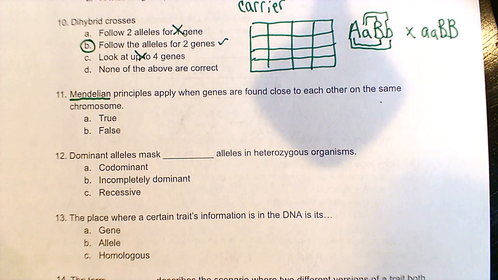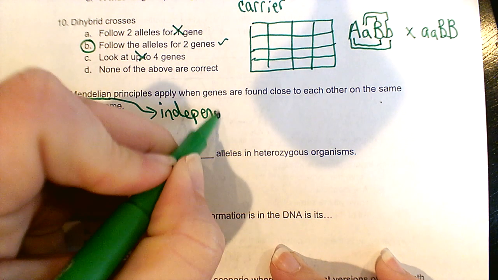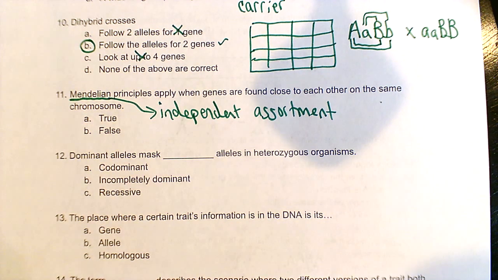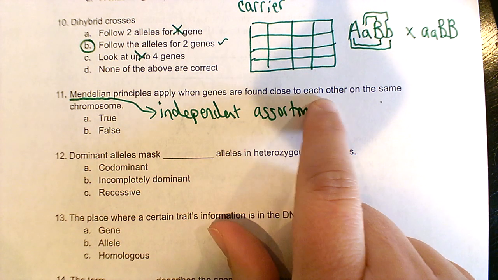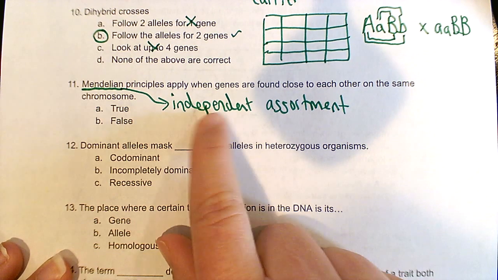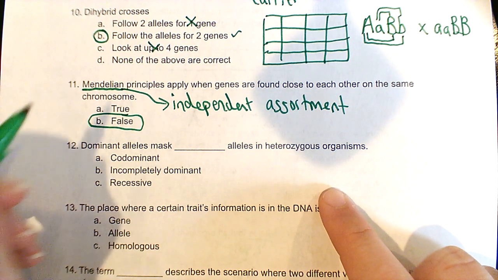All right, 11, Mendelian principles apply when genes are found close to each other on the same chromosome. Okay, so remember Mendel's laws of inheritance included the law of independent assortment, which said genes do not affect each other. Okay, what do we just talk about when we're talking about genes found close to each other on the same chromosome? We were talking about gene linkage. Okay, so these are really kind of opposite. So Mendel said all genes assort independently. If they're on the same chromosome, they're linked. So that's going to be false.